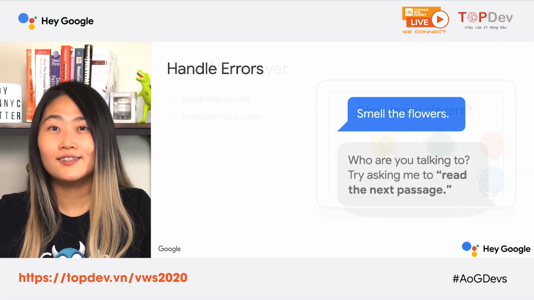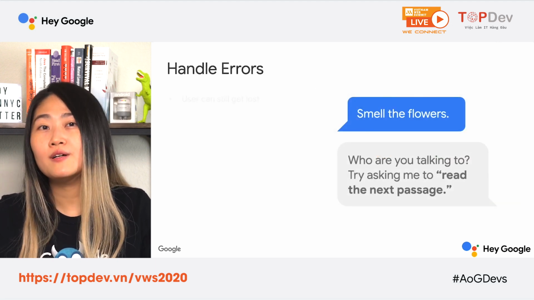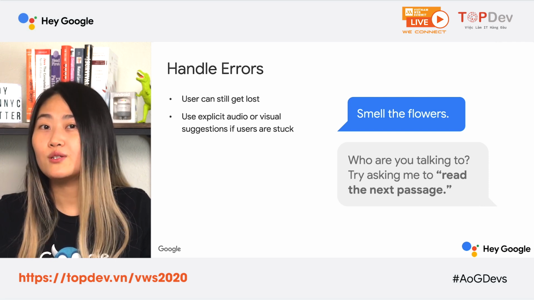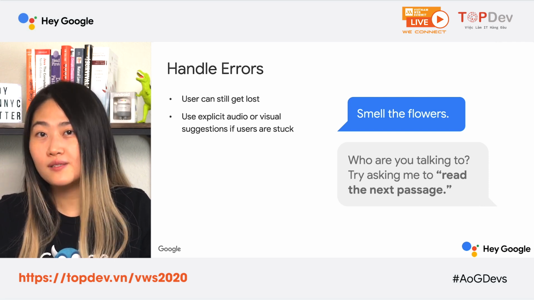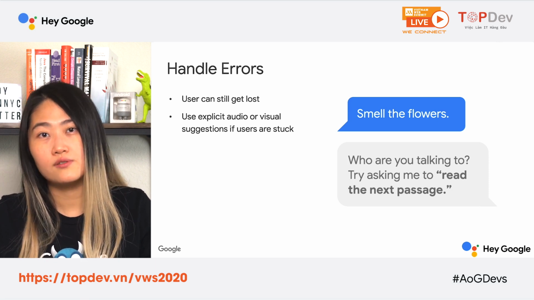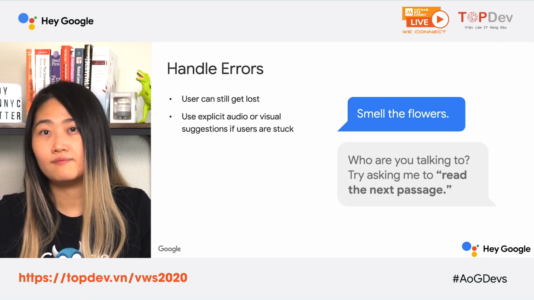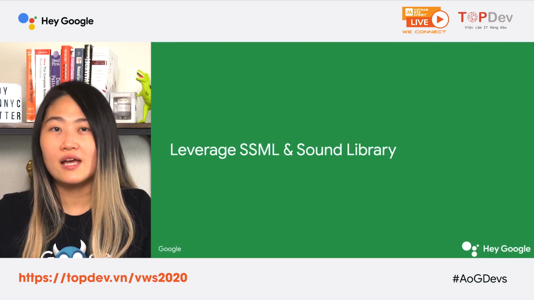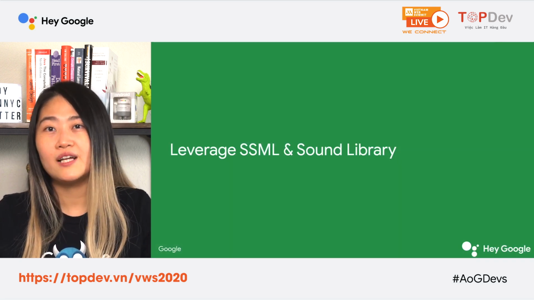Just like any other kind of actions, remember to handle errors in your game gracefully. One way to do that is making use of explicit audio or visual suggestions if the users are stuck in the game. To further enhance your game, you can leverage SSML and the sound library provided by Google.